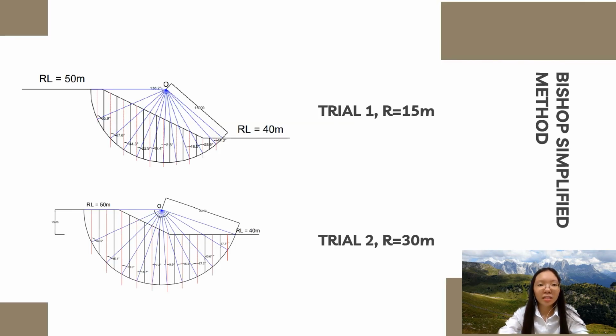This slide shows the diagram when calculating the factor of safety using the Bishop simplified method. The most critical slope with a difference in reduced level of 10 meter is selected to be analyzed for its stability. We draw a cylindrical failure surface and divide the soil mass into slices. In this method, we need to apply the trial and error method for the value of radius to obtain the final FOS value. For our case, we assume the radius is equal to 15 meter in the first trial and 30 meter for the second trial.